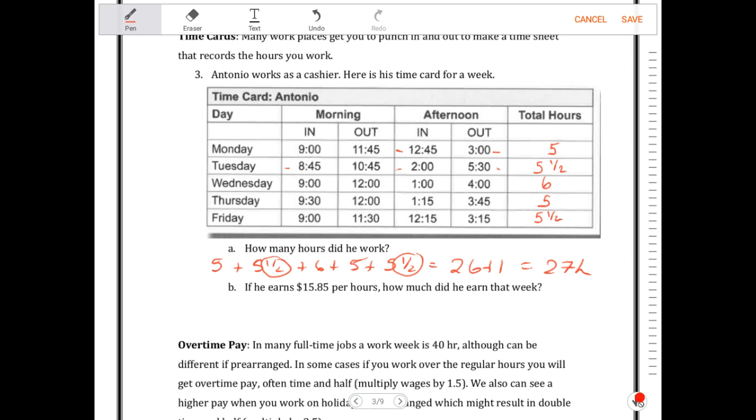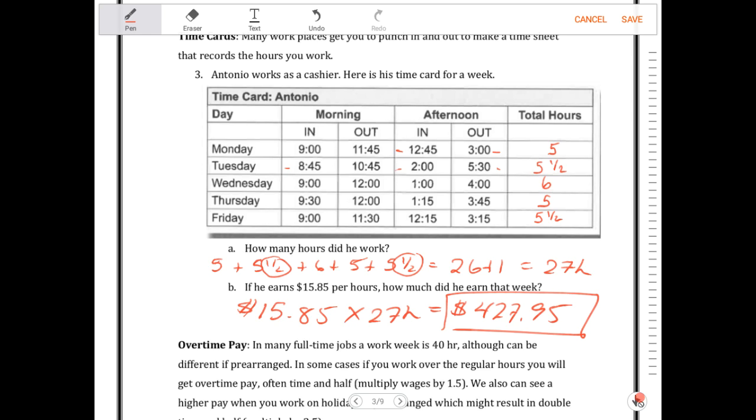Now we'll figure out how much the person made. So it should be $15.85, that's the hourly rate, times 27 hours. That gives you a total of $427.95. Okay? So in this case, obviously, we had to go through the timesheet. You had to figure out your portions of hours and put it all together. And this is something that you're going to want to do in your own real life.